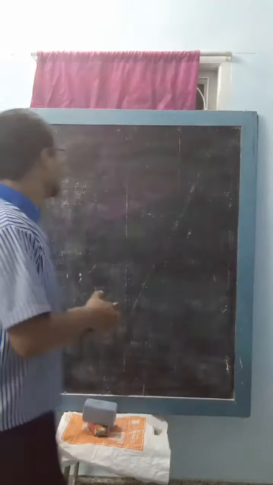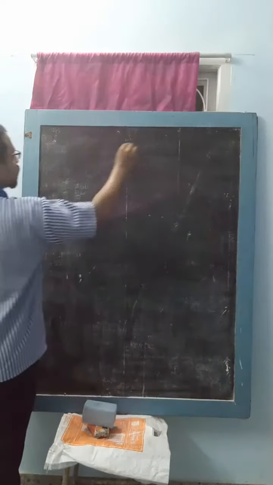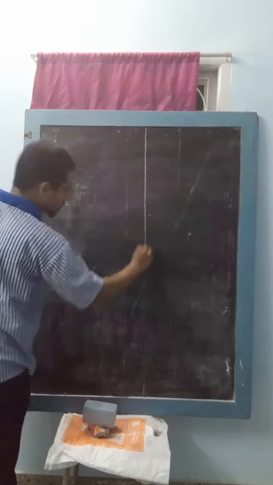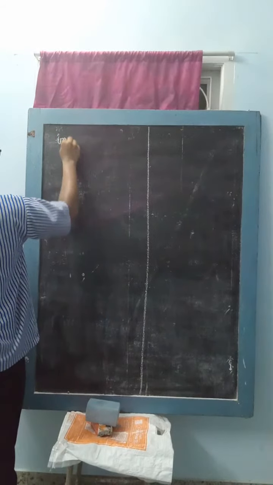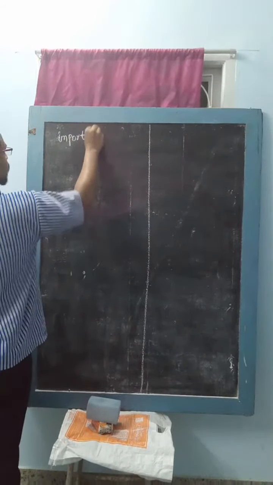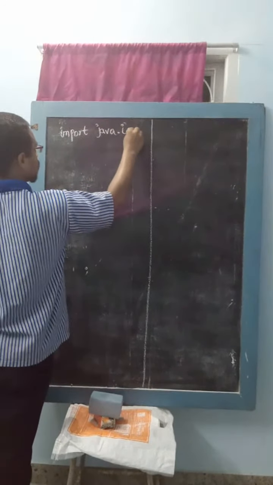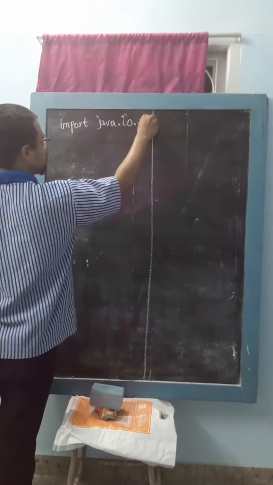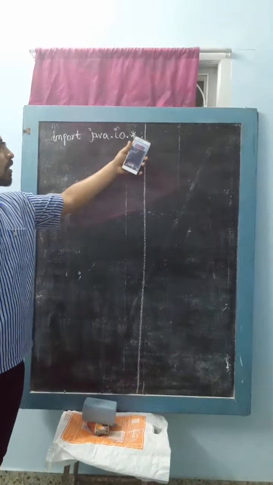Okay, yes sir. I'm just starting the Java program, import, make it as two partitions. I'm just making two partitions. Import java.io.star semicolon. Import java.io.star semicolon.